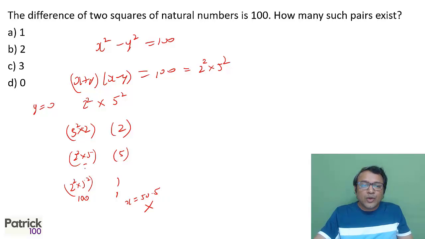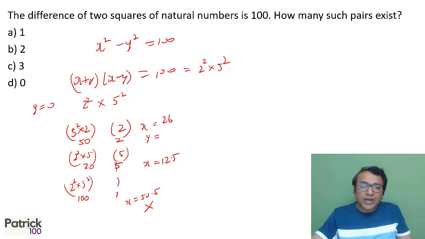Let's take 20 and 5. In this case, x will be 25 upon 2, which will give you 12.5, which is not possible. So again this gets ruled out. The last is 50 and 2. In this case x becomes 50 plus 2 upon 2, 26. y becomes 50 minus 2 upon 2, 24. Possible. So only one situation is possible.